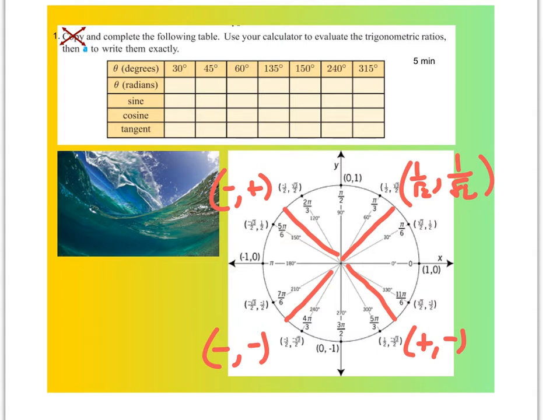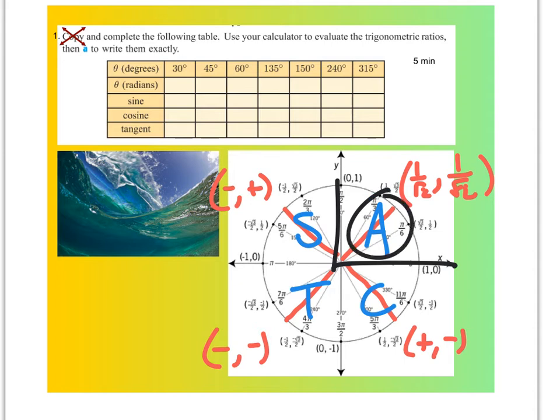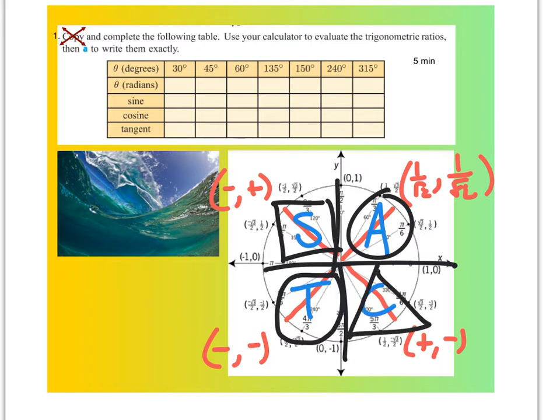Hopefully you've seen this before, but all students take calculus. What that means is in quadrant 1, all functions, sine, cosine, and tangent, are positive. In quadrant 2, only sine is positive. In quadrant 3, only tangent is positive. And in quadrant 4, only cosine is positive. So I might ask you a question like, where's the tangent negative? Well, tangent is positive in 1 and 3, so tangent is negative in 2 and 4.